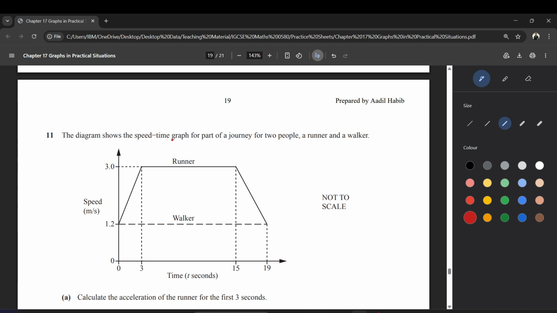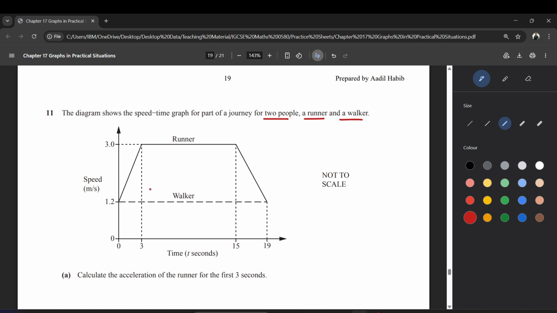The diagram shows the speed time graph for part of a journey for two people, a runner and a walker. So this is a walker, who is traveling at a constant speed of 1.2 meters per second for 19 seconds. As for the runner, first of all, there is an increase in speed at a constant acceleration. After that, the speed becomes constant at 3 meters per second, and then he decelerates until it reaches a speed of 1.2.